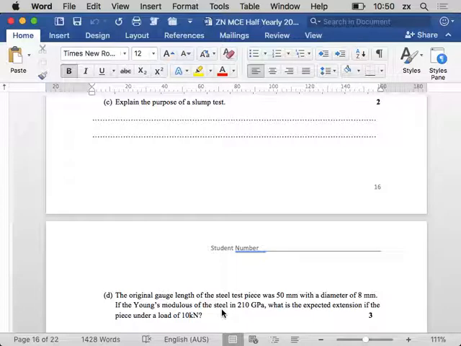Okay, for part C, explain the purpose of a slump test. Anyone? Check Darcy hasn't thrown a bag of oranges in the concrete. Let's check. Okay. There's no oranges in the concrete.